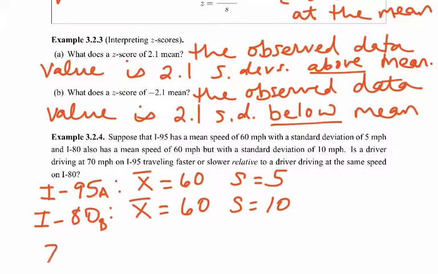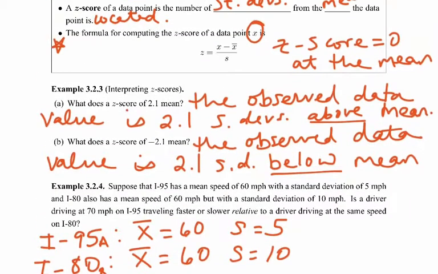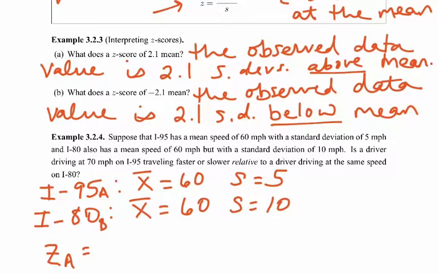So the z-score for the driver on distribution A, I-95, we're going to use the formula above, so we're going back to this formula. The formula is x minus x bar divided by s. So x is his particular speed, that particular data point of 70 miles per hour, minus x bar, which is the mean on I-95, divided by s, which is the standard deviation on I-95, which was 5.